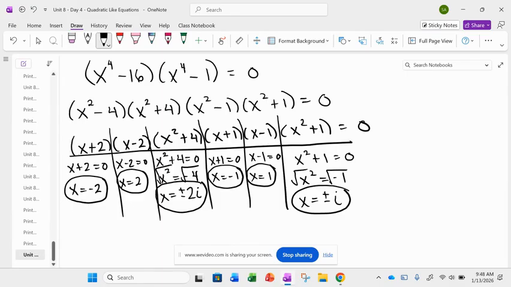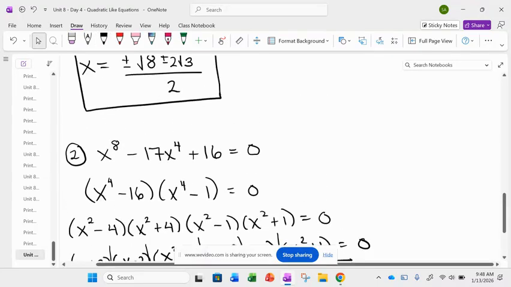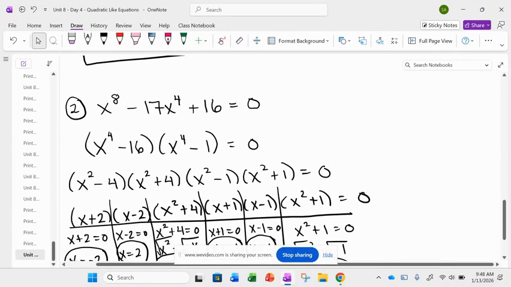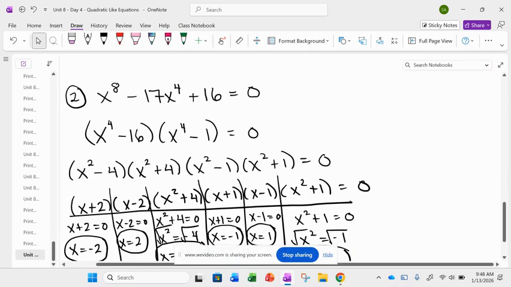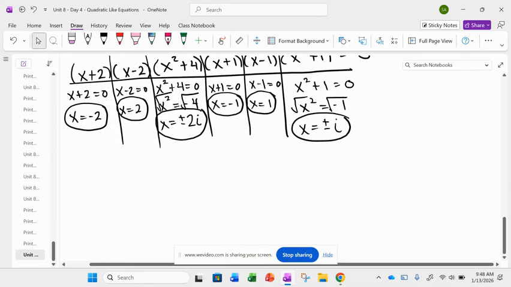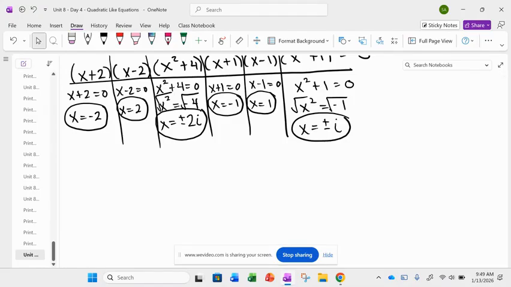How many solutions is this in total? 8. What was the degree of my polynomial? 8. So should I have had 8 solutions? Yes, and we have all 8 solutions. Okay. All right, you guys try this one. Let me see how you go about it. We'll go over it together.